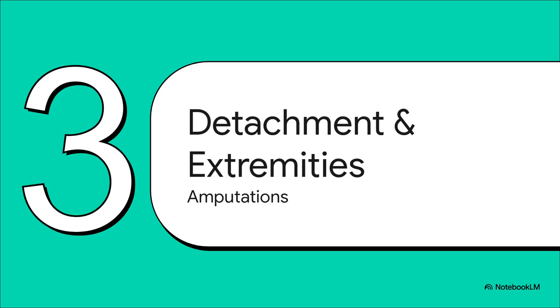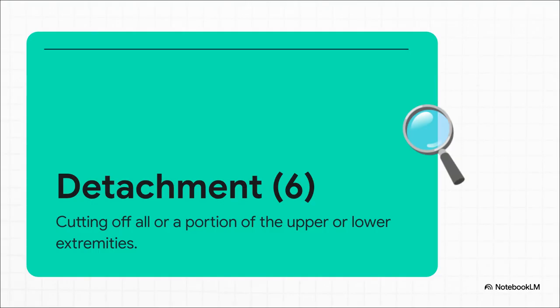All right, let's guide our focus outward from the internal organs to the extremities for Section 3, Detachment and Extremities. Detachment, which gets assigned the character value 6, is strictly defined as cutting off all or a portion of the upper or lower extremities. It's absolutely crucial to note that you will only ever find detachment codes in body system X, representing upper extremities, and body system Y, representing lower extremities. Because amputations cross over overlapping body layers, they get this highly specific root operation all to themselves.